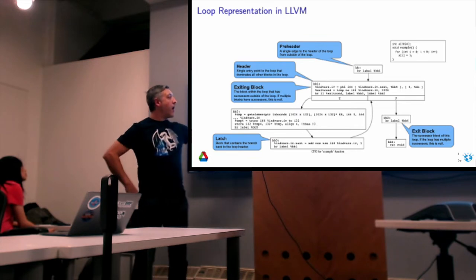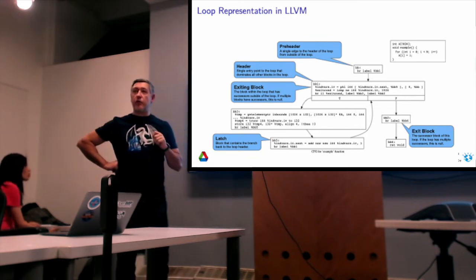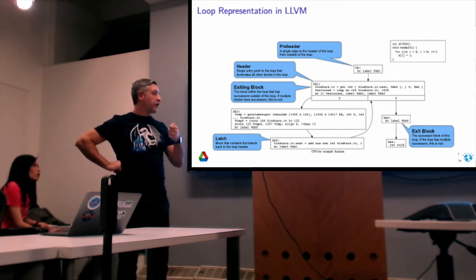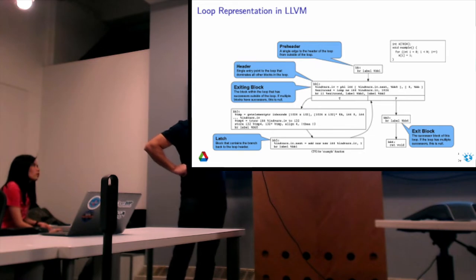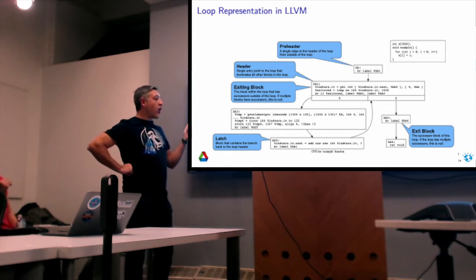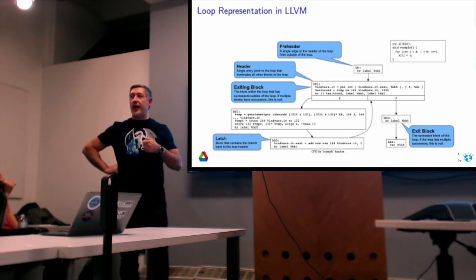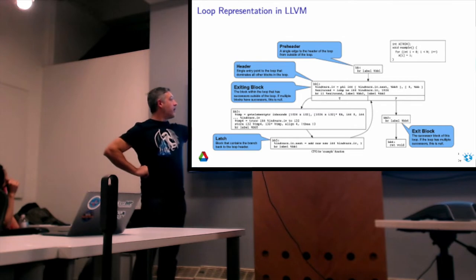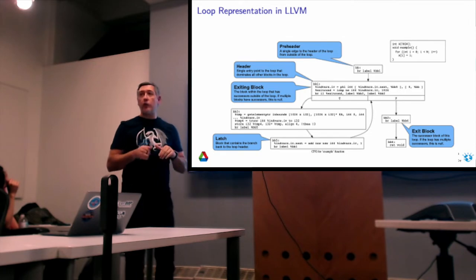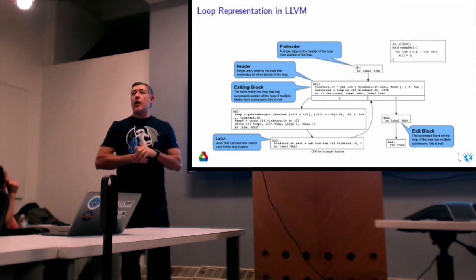The header might have a branch that determines whether you continue to do the next loop iteration or you exit from the loop and you get out. If you don't do the loop iteration, you're going to get out to a block which is called the exit block. And the block that can exit to the exit block is called the exiting block. So in this loop, the header is also an exiting block because it may exit to the exit block. You may have more than one exiting block in a loop, and each one of these exiting blocks may exit to a different exit block.